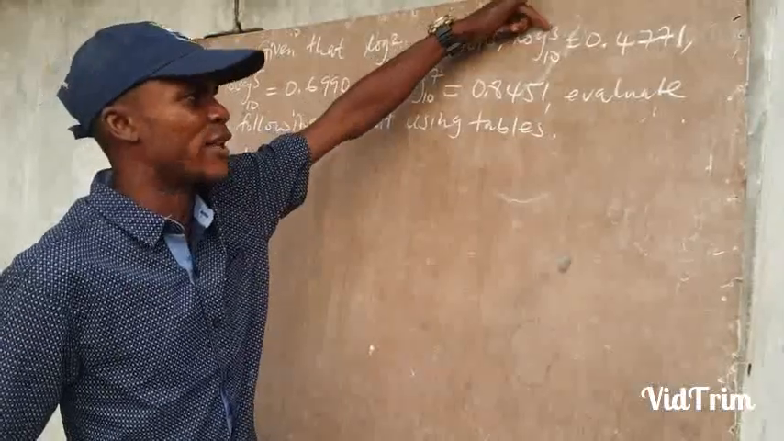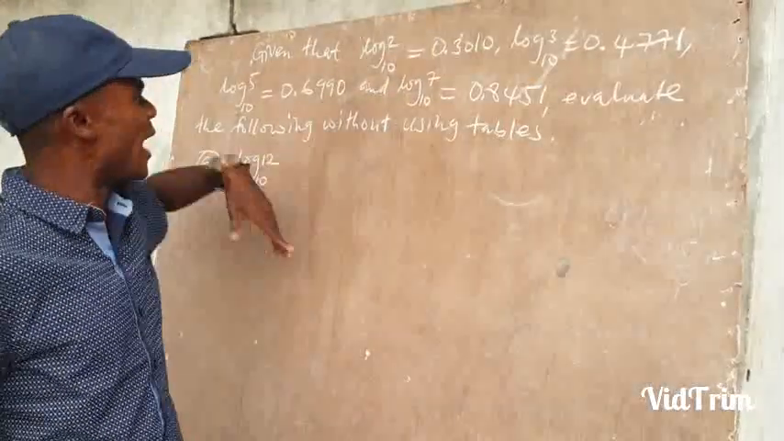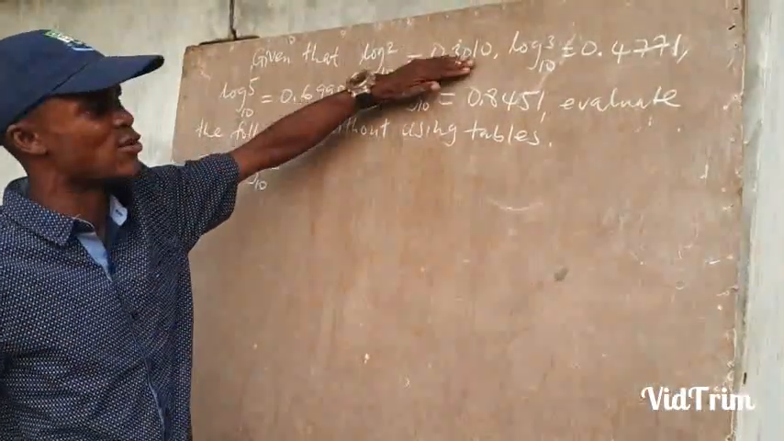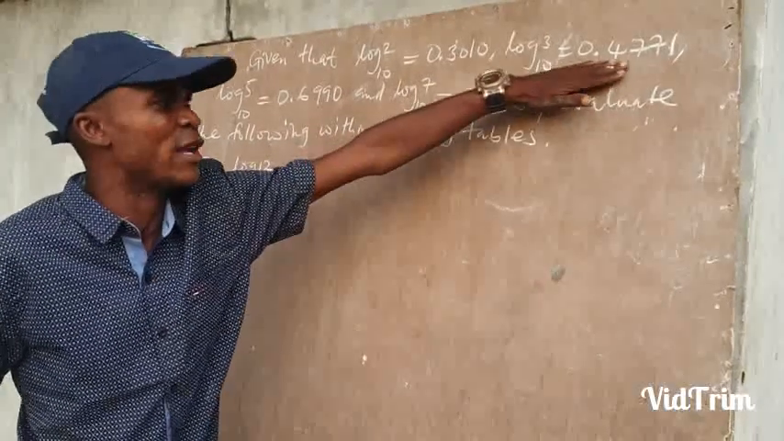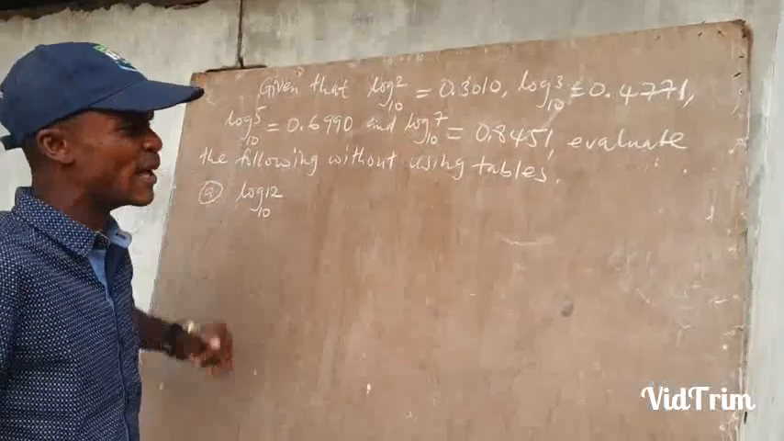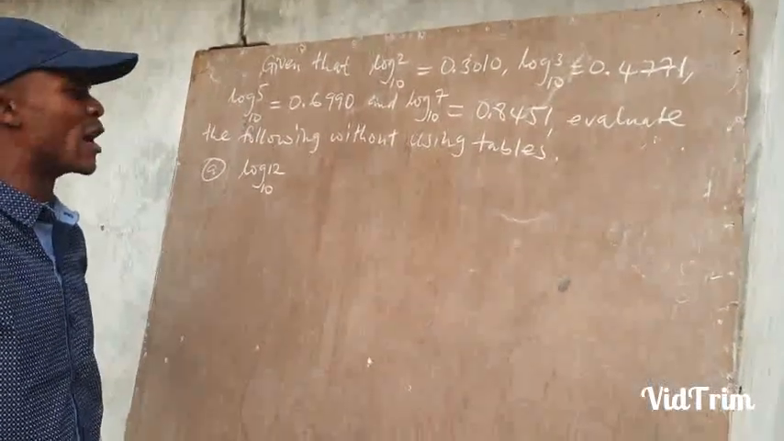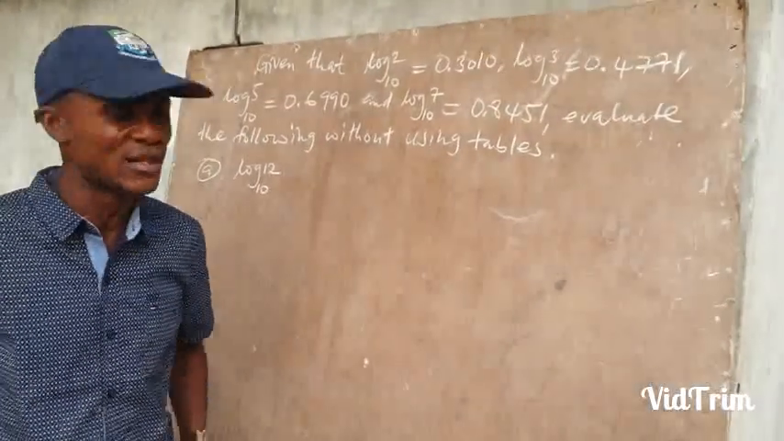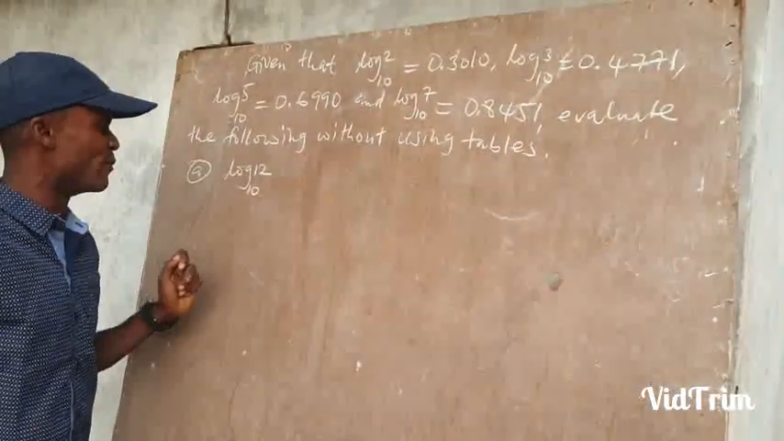Also just press log 3, you can get these figures. So they are now saying log 2 base 10 is equal to this, log 3 base 10 is also equivalent to these figures, and all the respective figures are provided here. They are now saying you evaluate the following without using tables. These are past questions. The first one is log 12 base 10.